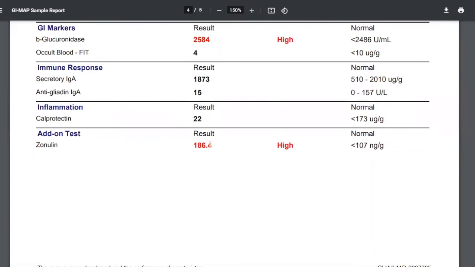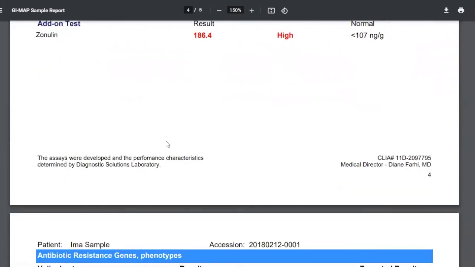And then here you have zonulin. Zonulin is a protein marker, where if it exceeds the 107 mark here, which in this sample case is 187, it is suggesting that you may have a condition called leaky gut, where you have all these proteins eroding and suggesting that you may have a hyperpermeability issue.